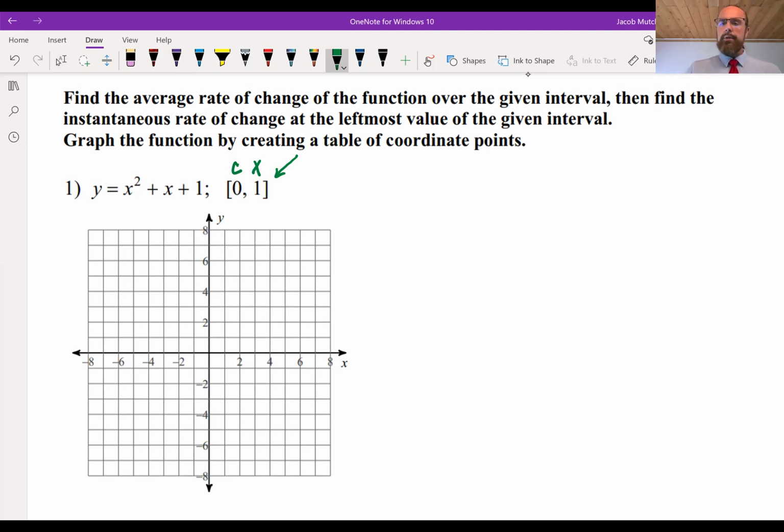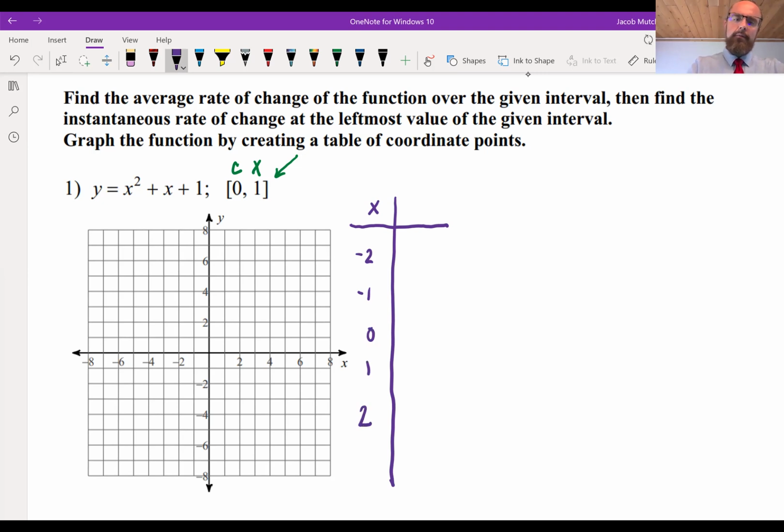So what I'd like to start with here is I want to begin actually by graphing the function. So let's create a table of coordinate points. We'll do this a little in reverse, but I think seeing the function will help us interpret our two rates of change. So we'll give our x values -2 through +2, always a good starting place for our domain. And then the f of x values, which again is this function x squared plus x plus 1.